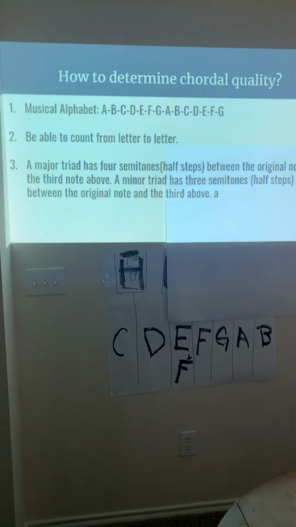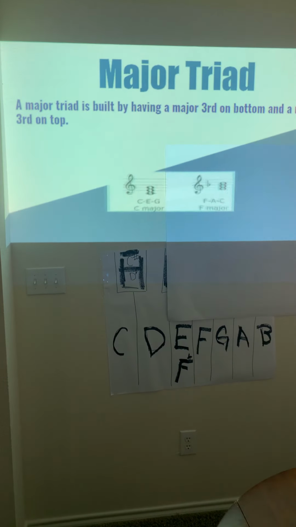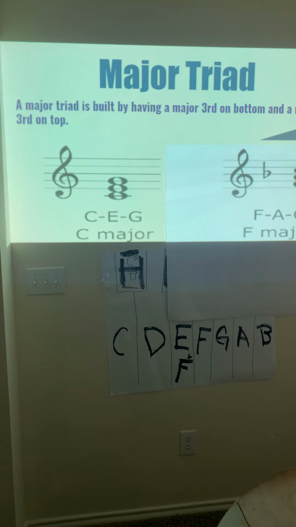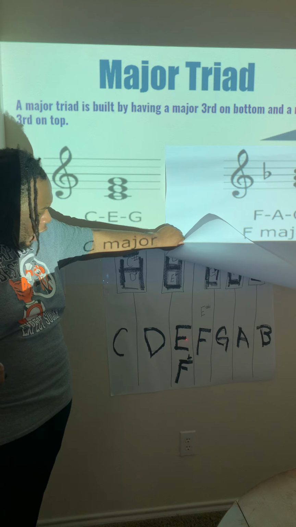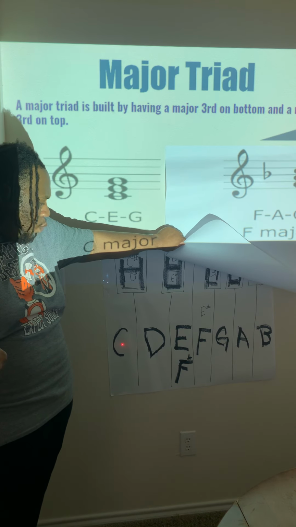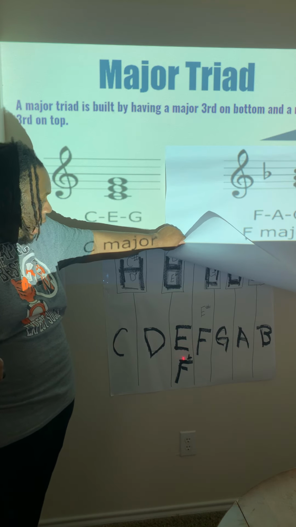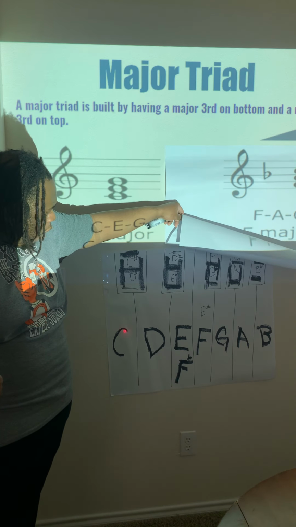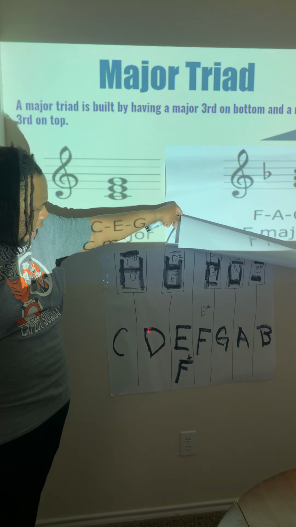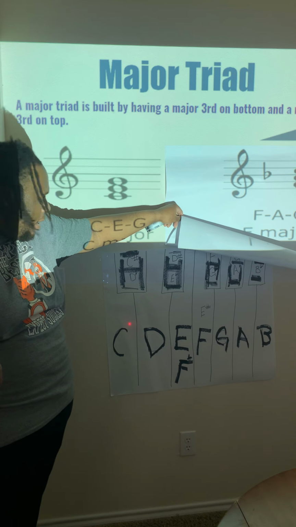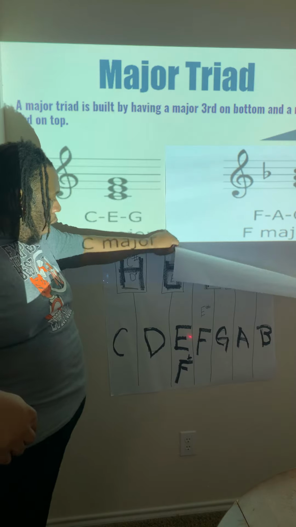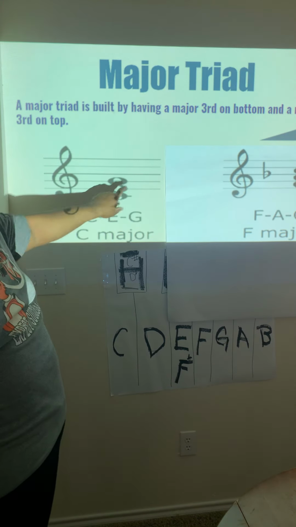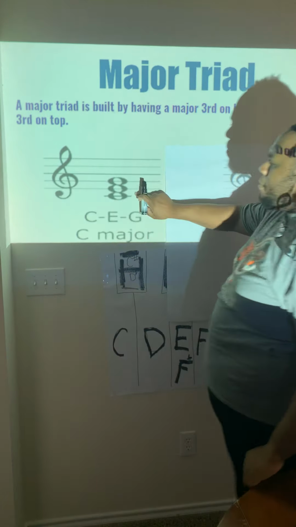Going back to what we're looking at now, we're looking at C to E. Again, C to E. We've already said that it's a third because we counted 1, 2, 3. Now, let's count the half steps. 1, 2, 3. I'm so sorry. Do not start on the letter like I did. Count the half step again. 1, 2, 3, 4. So we know that this bottom triad right here is a major third.